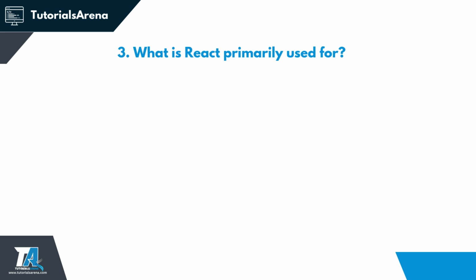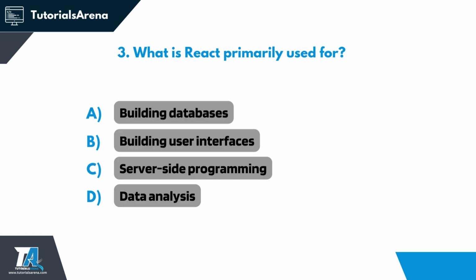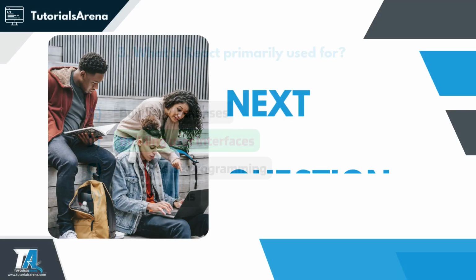Question 3. What is React primarily used for? The options are: Option A, building databases. Option B, building user interfaces. Option C, server-side programming. Option D, data analysis. The correct answer is Option B, building user interfaces. Moving on to the next question.